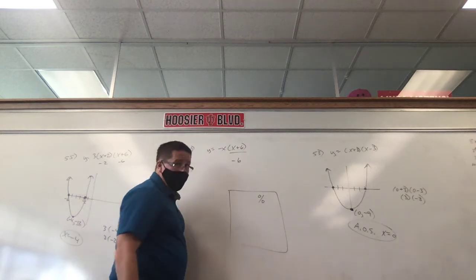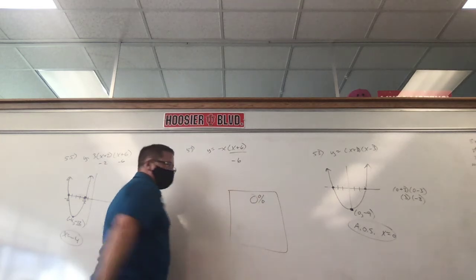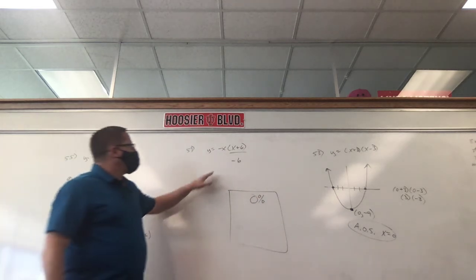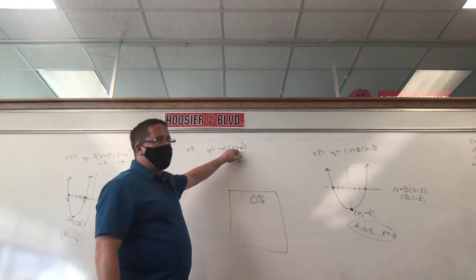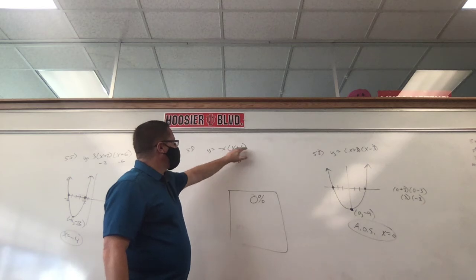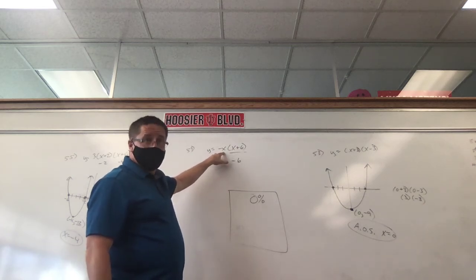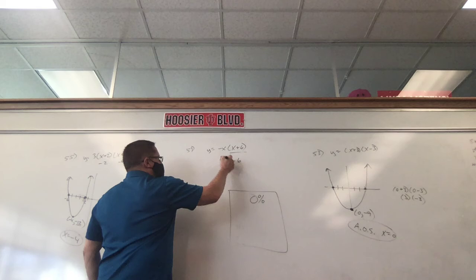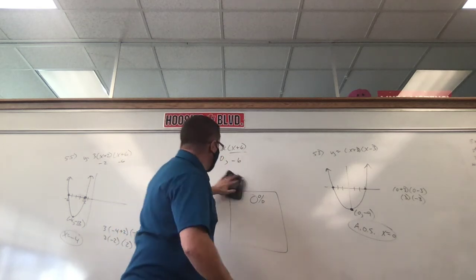Plug in, not 1, 0. Don't get away from opposites. I probably shouldn't have said that. What's so special about it is this turns into 0. Negative 6 plus 6. What makes x 0? 0 makes x 0. So it touches at 0 and negative 6.